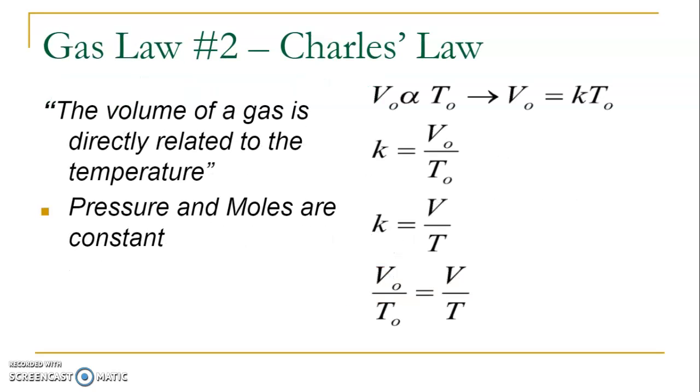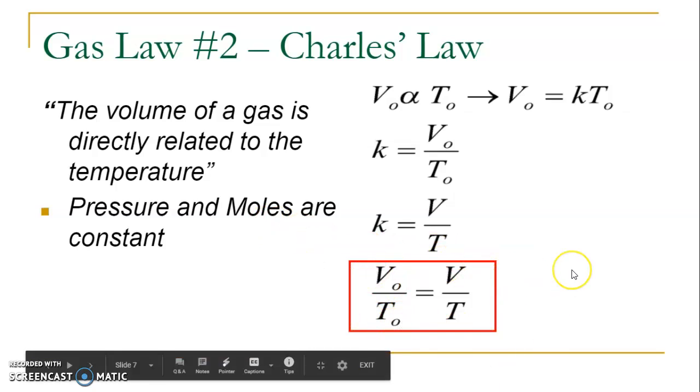Second one's called Charles' law. The volume of a gas is directly related to the temperature of that gas. So now we keep different things constant. So now the pressure and the number of moles, the stuff, are kept constant. And here is Charles' law.